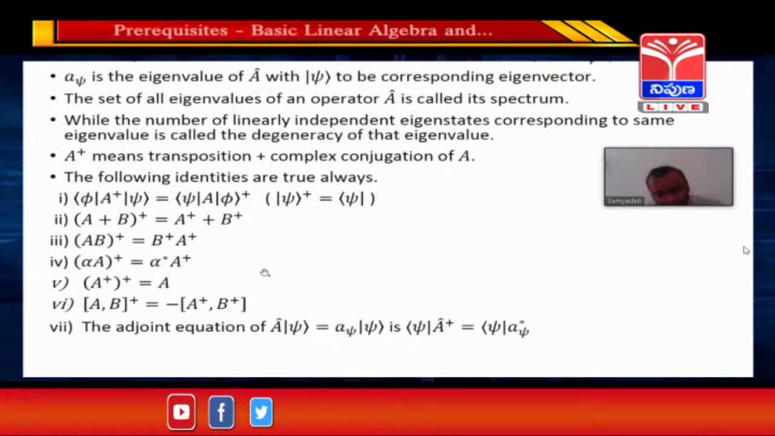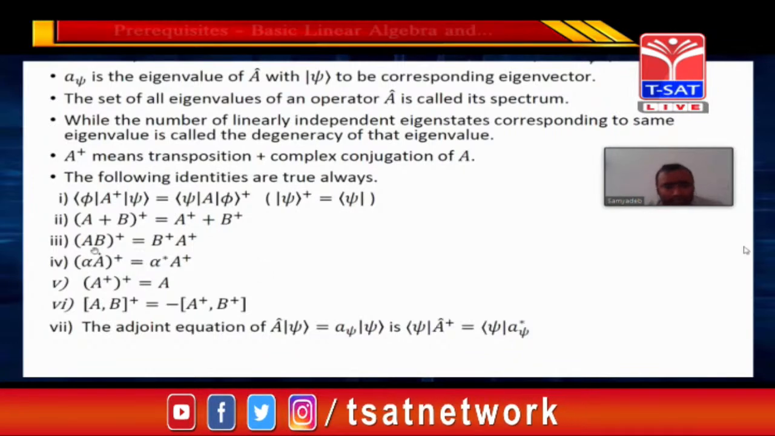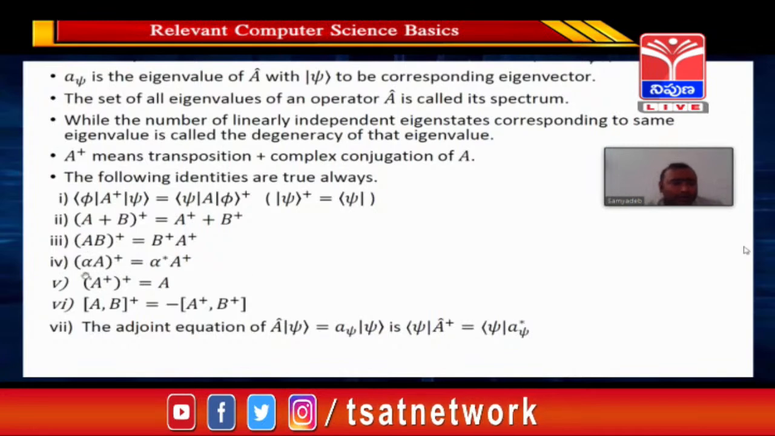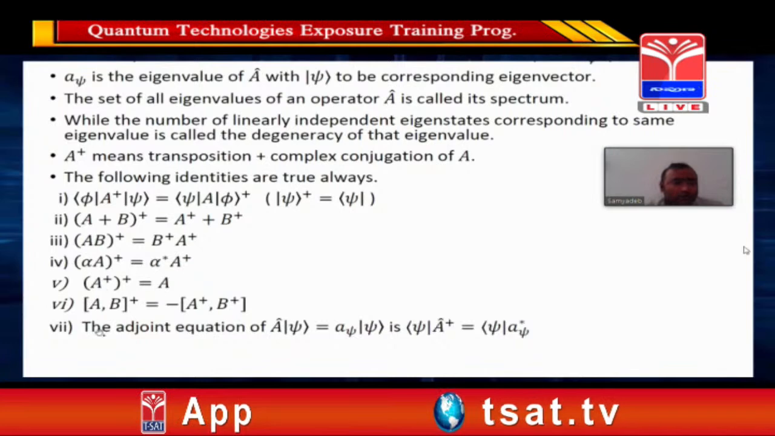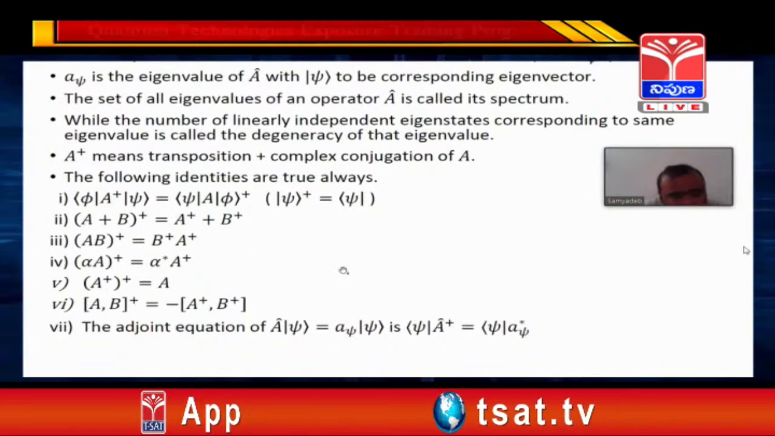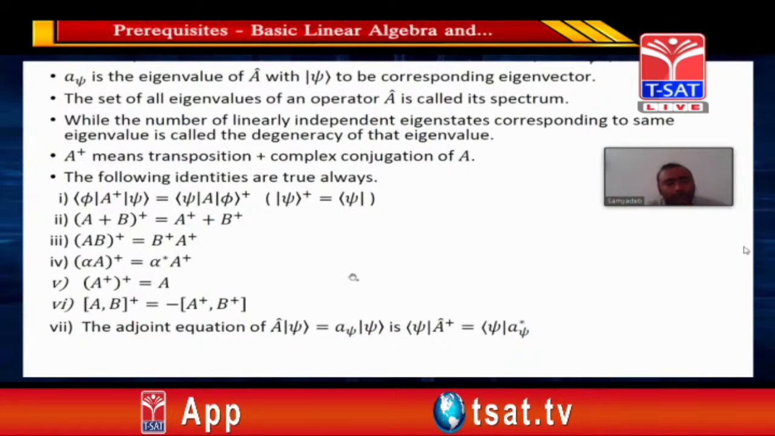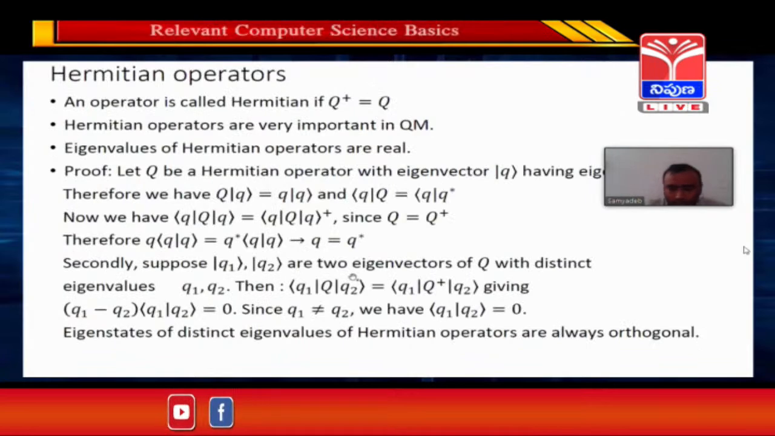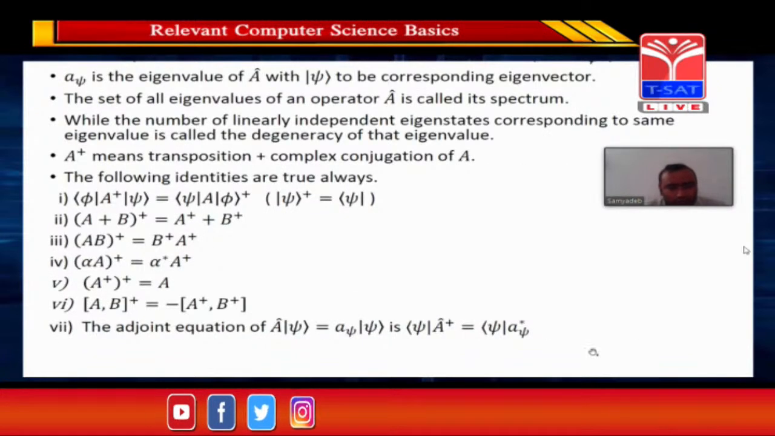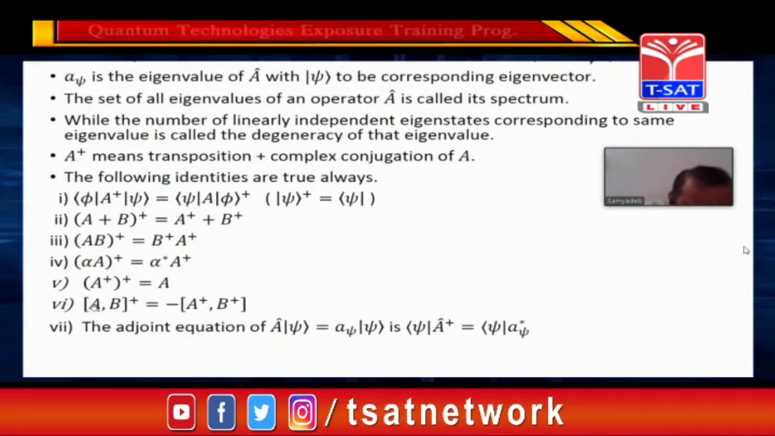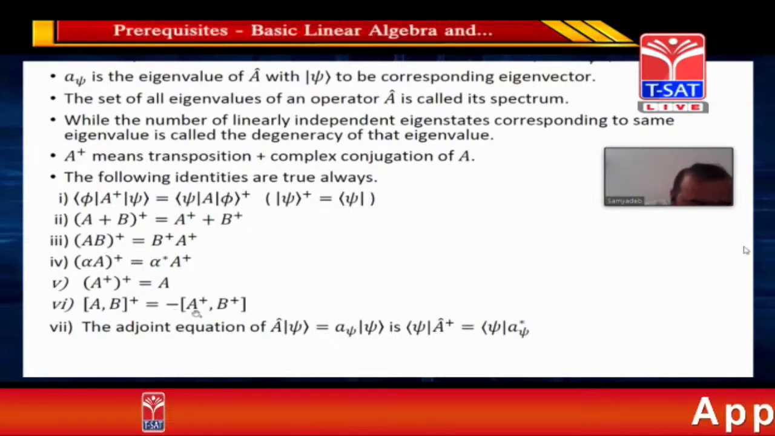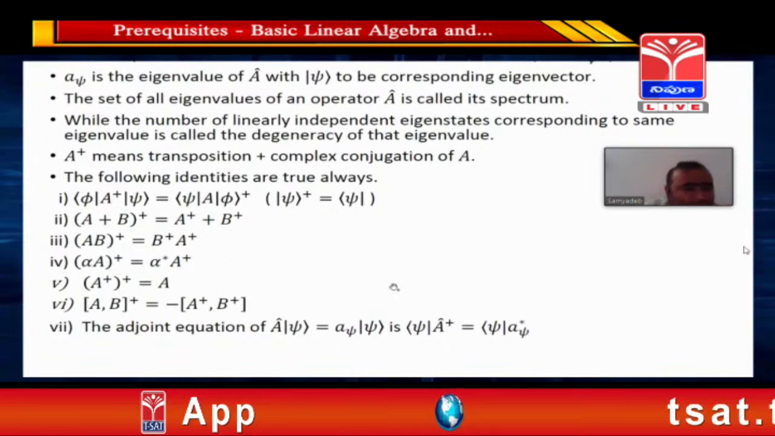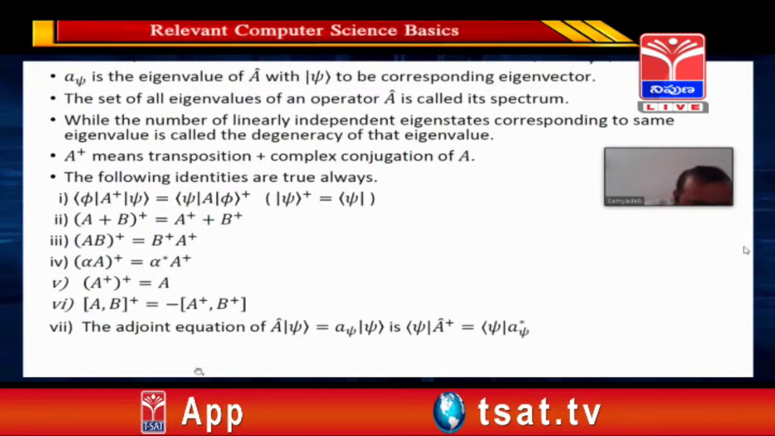People who are familiar with matrix algebra know this. For alpha a complex number, the dagger of alpha A is alpha star A dagger. The dagger of the dagger basically gives you the original operator back. So these are the properties. The dagger of the commutator of A and B is minus the commutator of A dagger and B dagger. This can be checked very easily.